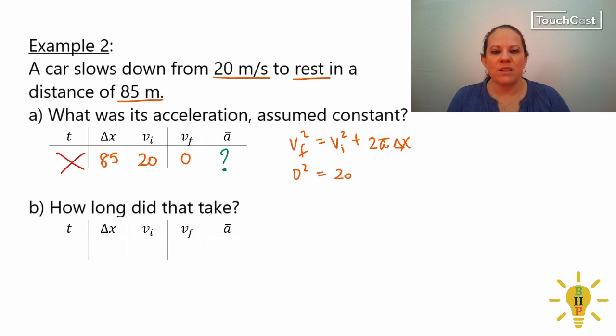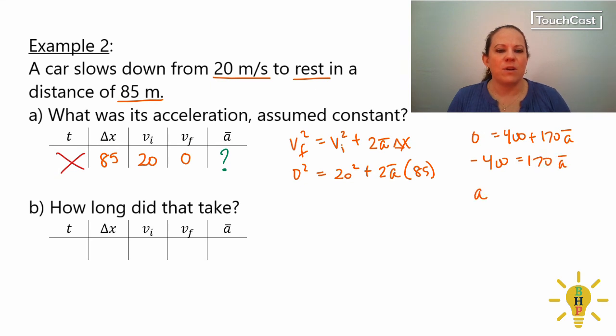So let's complete our substitution step. The acceleration is what we're going to find, so I don't actually need a parenthesis there. And then times the 85 meters. And so 0 squared equals 400 plus 170 times the acceleration. And actually, I could just leave this as 0. I don't need 0 squared. And so negative 400 equals 170 times my acceleration. And I get an acceleration of negative 2.35 meters per second squared. Well, how long did that take?